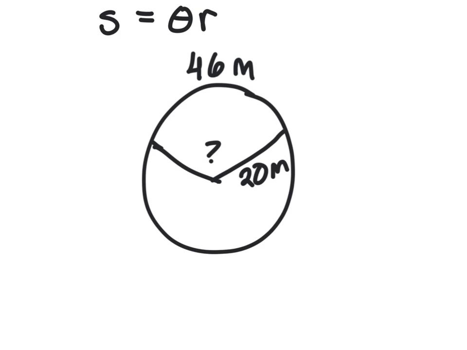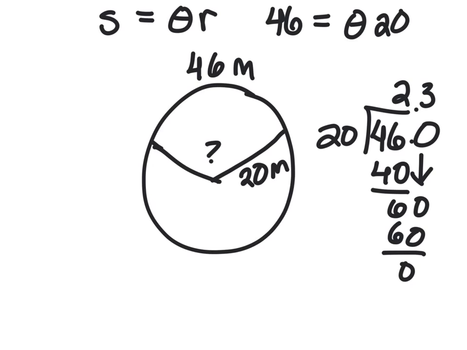Arc length equals radian measure times the length of the radius. Let's substitute. 46 equals the radian measure times 20. So we just need to do 46 divided by 20. 46 divided by 20 is 2.3. So our radian measure is 2.3.